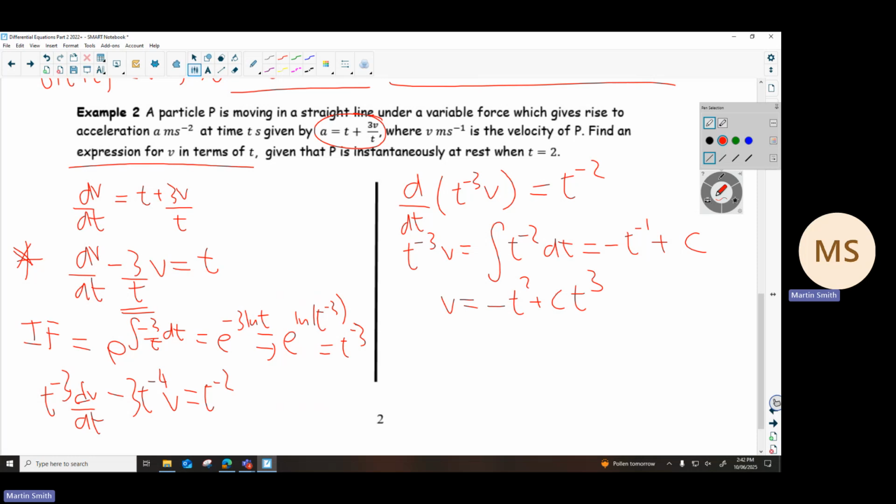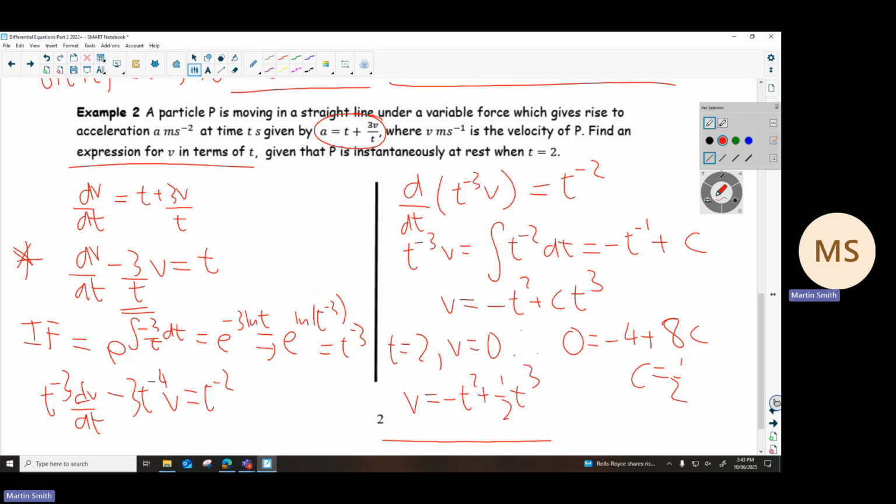Now, because we know it was instantaneously at rest when t is 2, we know that when t is 2, v is equal to 0. So this means that 0 is minus 2 squared, which is minus 4, plus c times 2 cubed, which is 8c. So it turns out that c is equal to 1/2. So therefore the expression for the velocity is v equals minus t squared plus 1/2 t cubed. That's the expression for the velocity of the object.